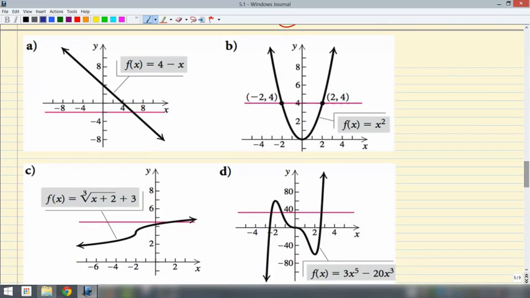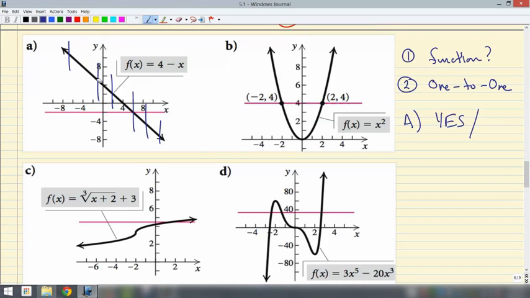So here are 4 graphs, and what we want to know is, number 1, are they a function, and number 2, are they 1 to 1? So graph A, is it a function? Does it pass the vertical line test? Yes. Is it 1 to 1? Does it pass the horizontal line test? Is its inverse a function? Yes. So graph A is 1 to 1.